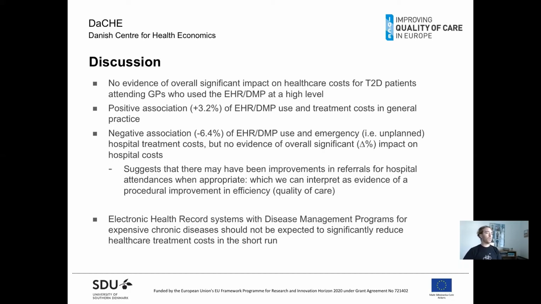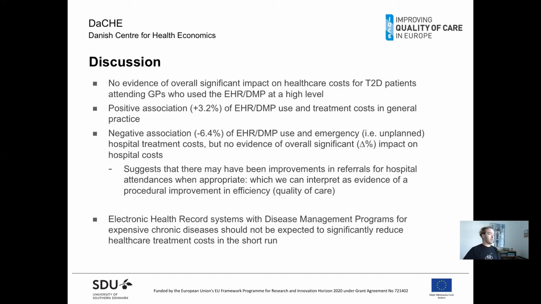What this suggests to us is there may have been some improvements in referrals for hospital attendances when appropriate. So instead of getting to the point where a patient needed to be admitted to a hospital for an emergency of some sort, they may have been referred earlier, although this may not have come through in terms of an impact on total hospital costs. We can interpret this as evidence of a procedural improvement in efficiency, quality of care, which is of interest to the Improving Quality of Care ETN.